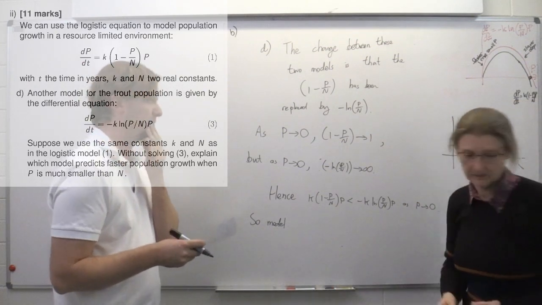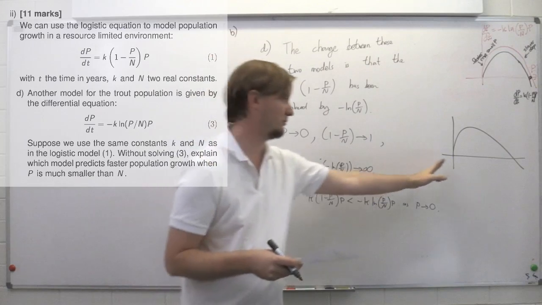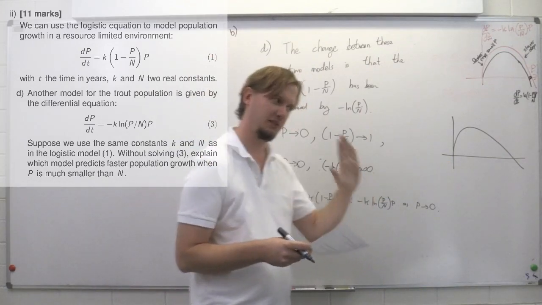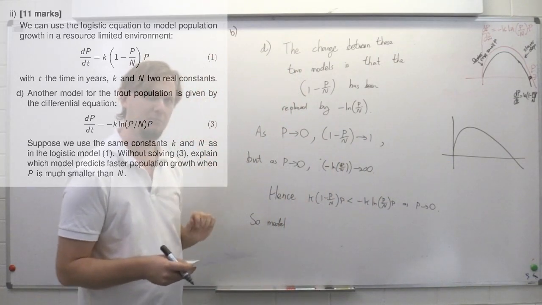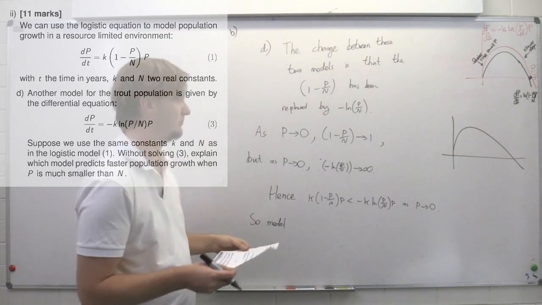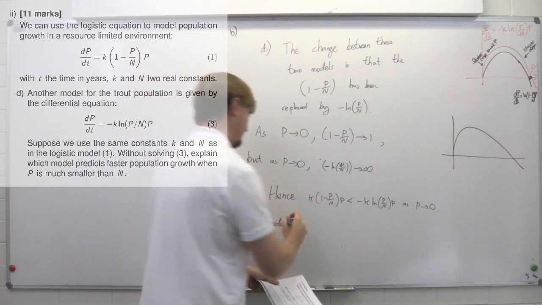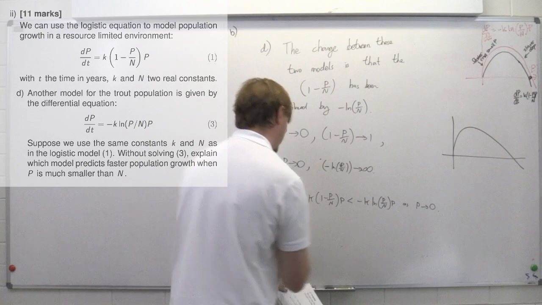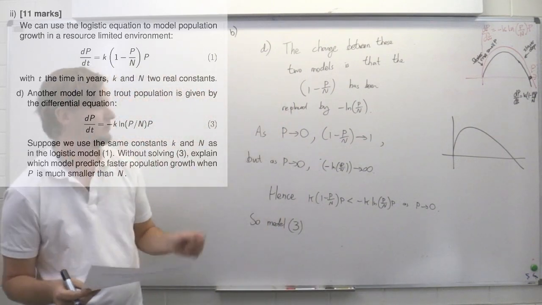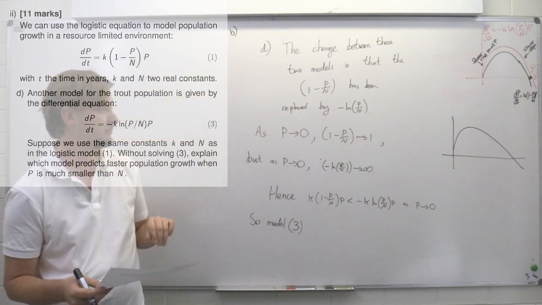Yeah, I was thinking about trying to look at the slope, but actually I think the slope turns out to be an undefined quantity. It's better actually to compare, if you're thinking about these, the terms that we've got. So 1 minus p on n compared to minus log p on n.